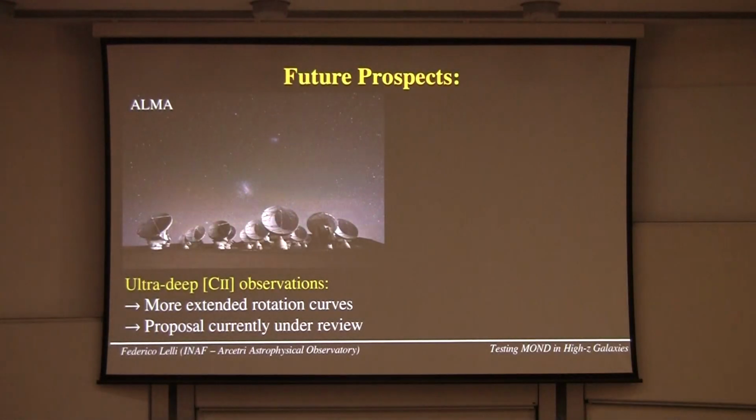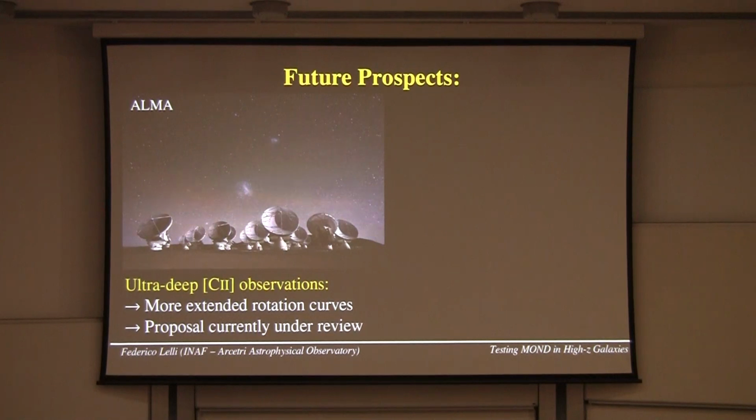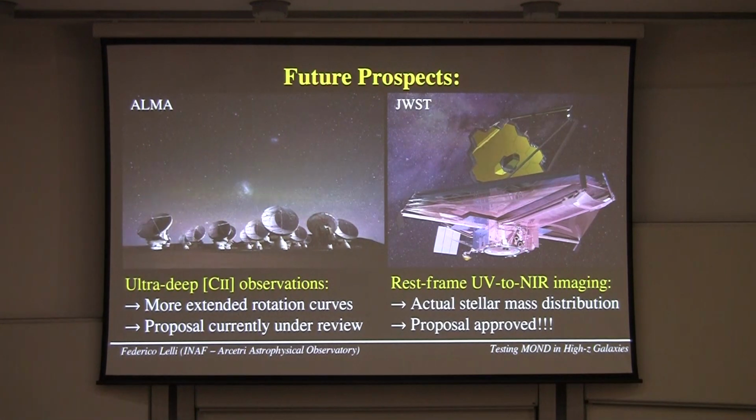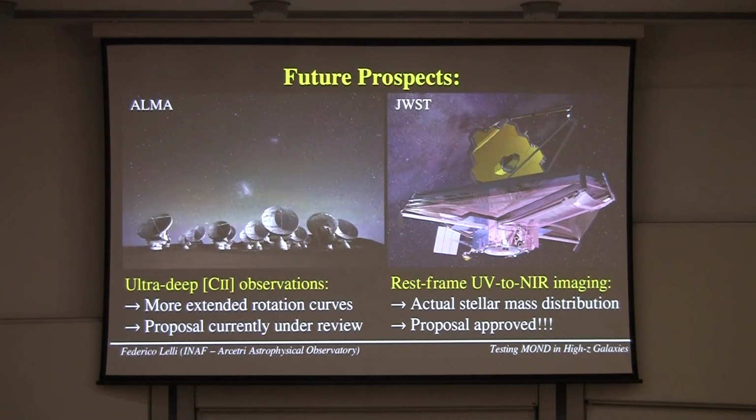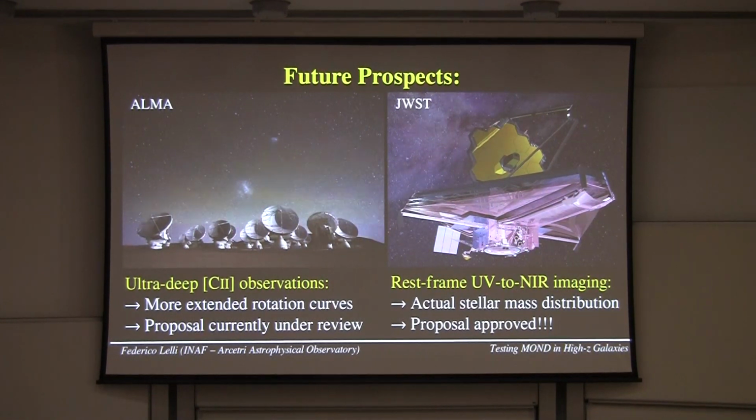So this is something I'm trying to do. I've asked for observations of a couple of galaxies to go very deep. The proposal is currently under review, so I don't know the outcome. I hope I will get the data. We'll see. But the other thing that we can do is actually to get JWST images, and likely the proposal was approved. And so with JWST, we will now have the real actual stellar mass distribution. So we could actually build mass models with a similar accuracy that we have at redshift 0.